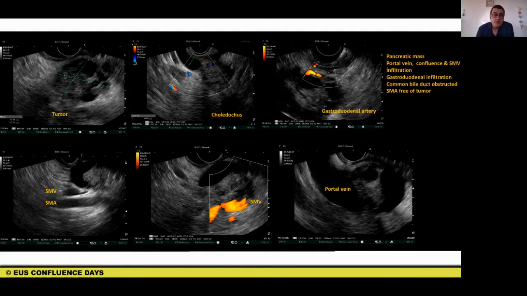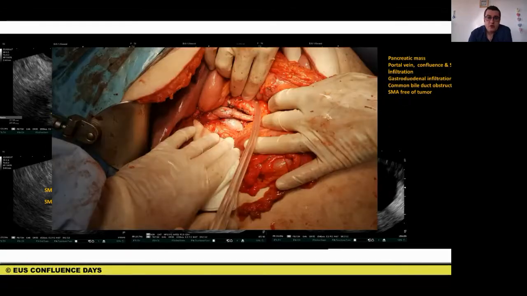If you want to go with surgery in this kind of case, you have to be ready for a portal vein reconstruction. Indeed, this is the picture taken during the operation after removal of the tumor and the pancreatic head region. You see the portal vein with, of course, reconstruction.